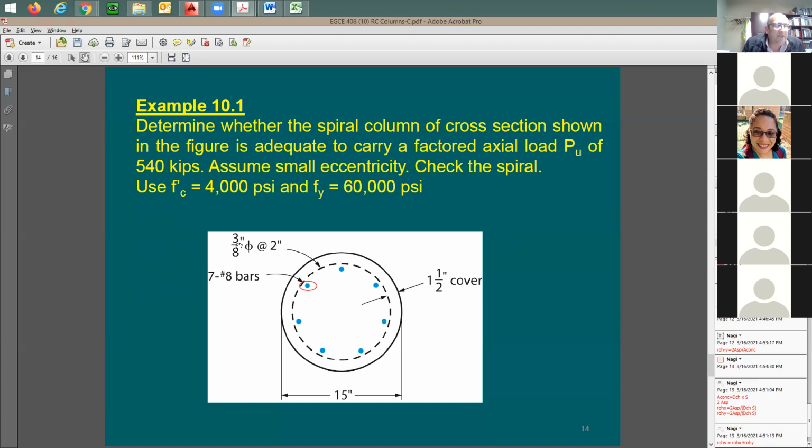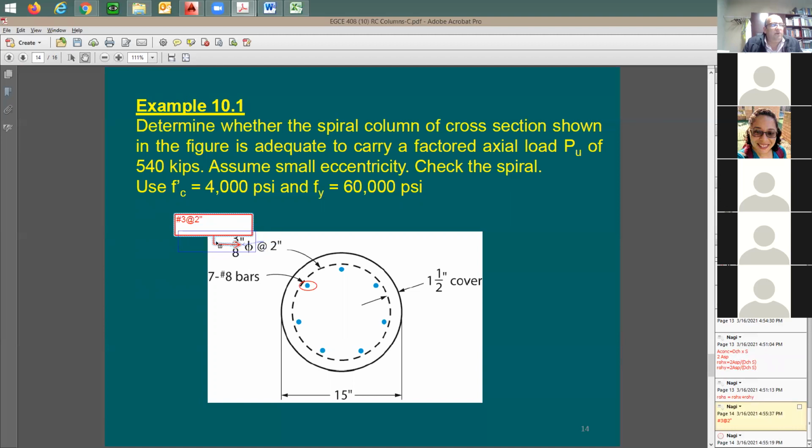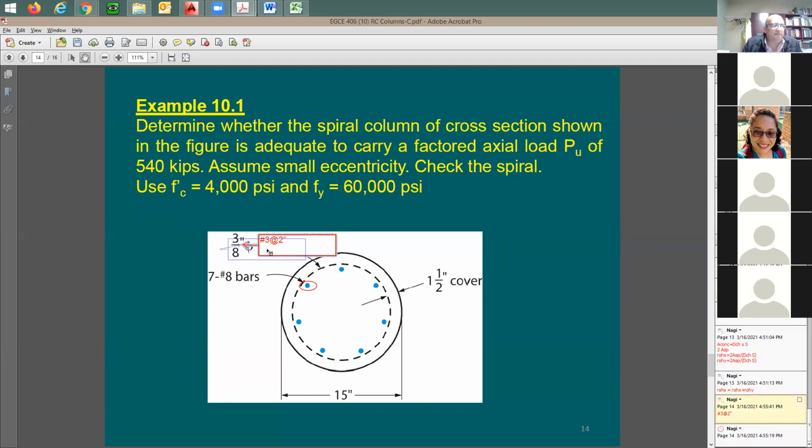And here, we don't really call it 3/8 inch, but this is what you have in the textbook, unfortunately. This one here is called number 3 rebars. We don't call it 3/8 inch, right? We're going to call it number 3 at 2 inch. We don't really call it 3/8 inch rebar. No one would call it this way.